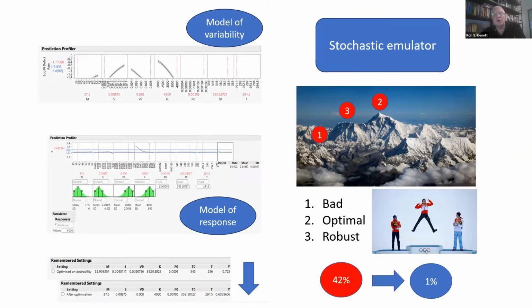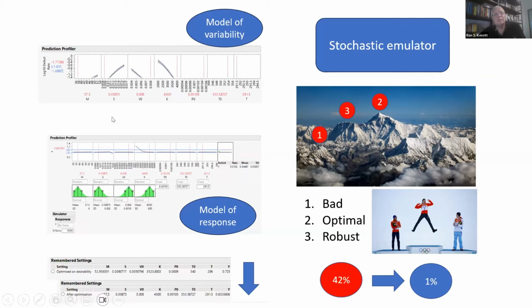Once we have the performance model, which is what I showed you before, we can introduce variability in the inputs. Here I'm introducing variability in V0, K, M, and S. This is what these distributions indicate. Through another experiment on these inputs, I can generate the stochastic emulator. And on the top, you have the prediction profiler on the defects of the system, namely the rate of observations that are outside of specifications.